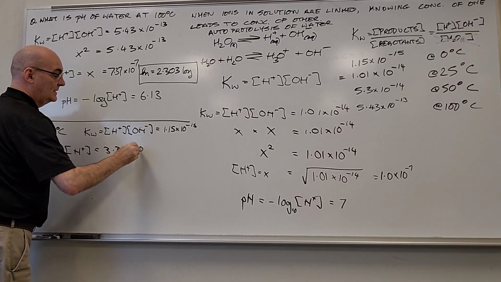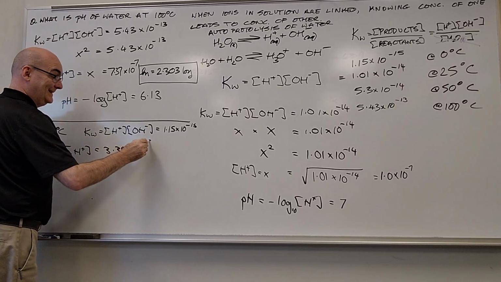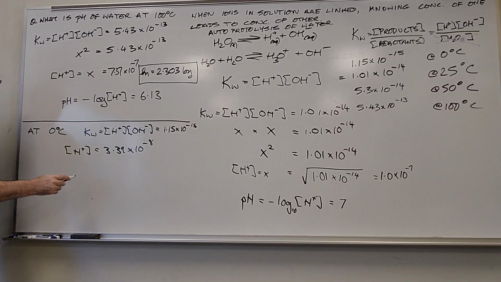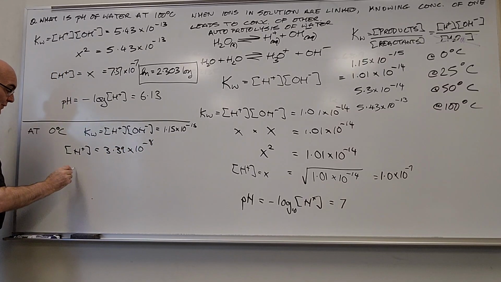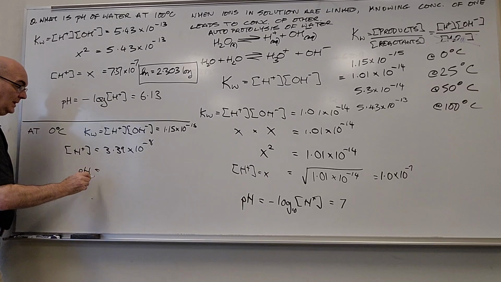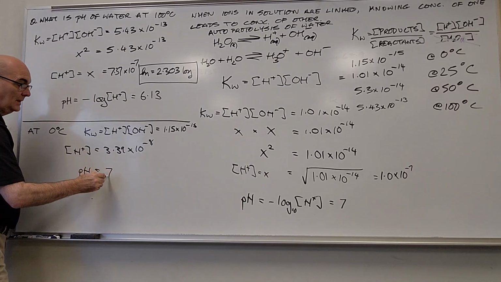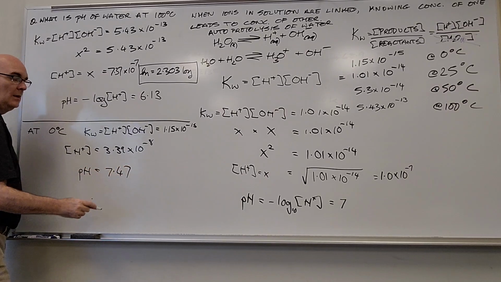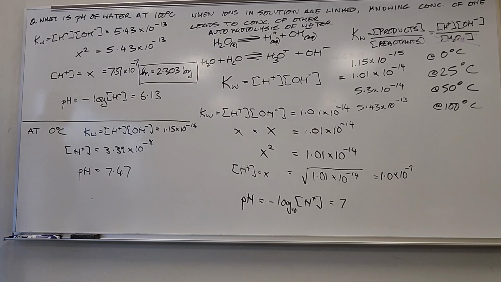3.39 times 10 to the negative 8. Okay, and so pH here is 7.47, which coincidentally is the pH of blood. Maybe that's why we like cold water. I don't know.